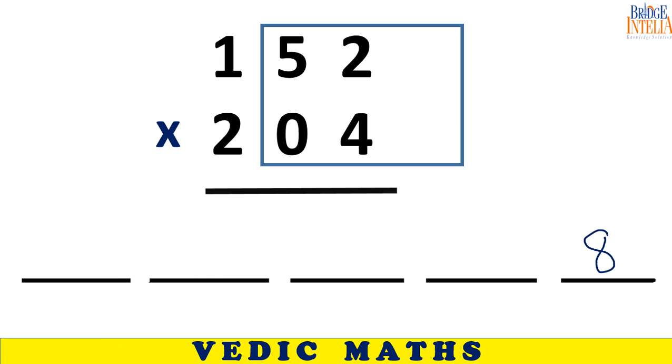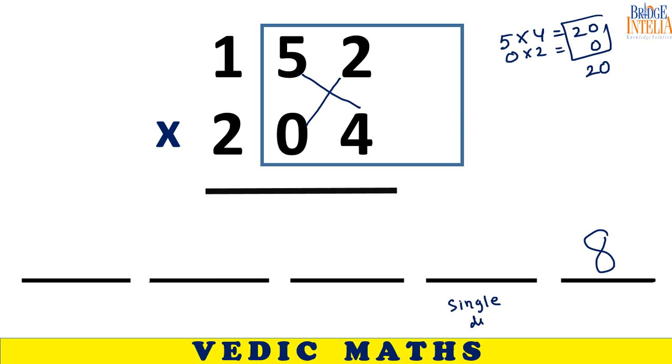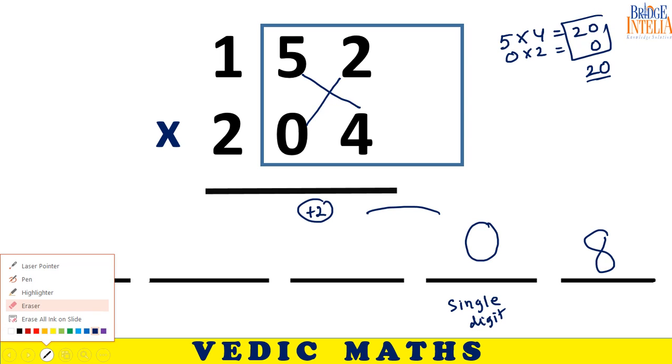So now there are four numbers inside the box. Connect 5 and 4. So 5 into 4 is equal to 20 and the remaining two numbers connect 0 with 2. So if you multiply 0 with 2, answer is 0. So 20 plus 0 is 20. But the problem is that you can write only single digit. We have got the cross connection product as 20. So we cannot write 20. We will write only 0 here and we will transfer the remaining 2 forward. So we have found out the cross connection product. We have written that.